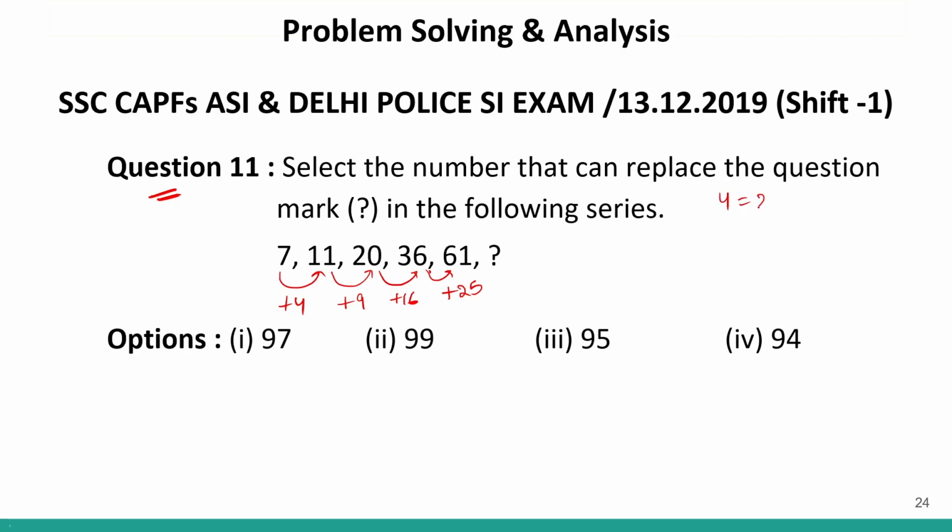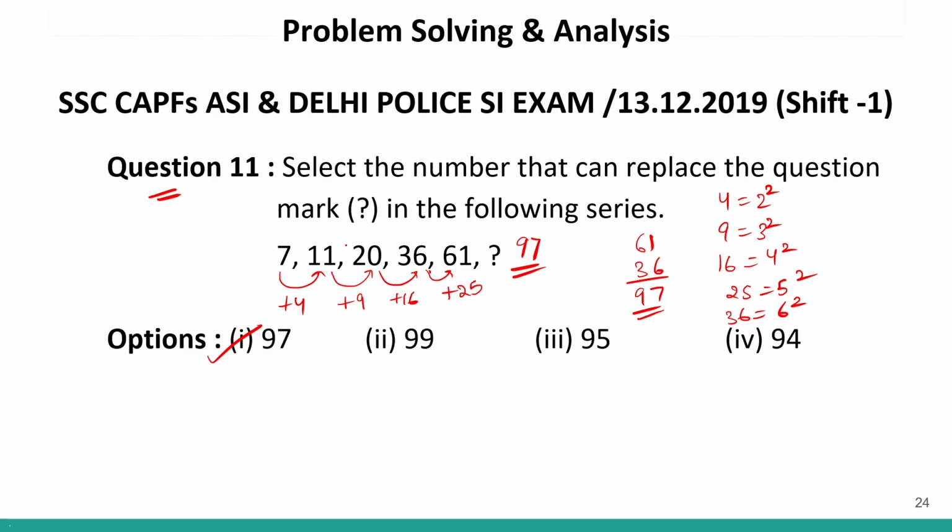So 4 is what? It is square of 2. 9 is what? It is square of 3. Similarly, 16 is square of 4 and 25 is square of 5. So logically the next number will be square of 6, which is 36. So 61 plus 36 will give me what? 97. So the next missing element will be 97, which is option number 1.